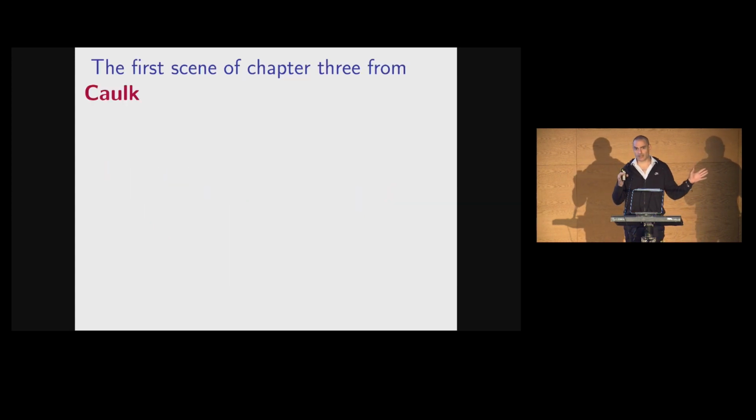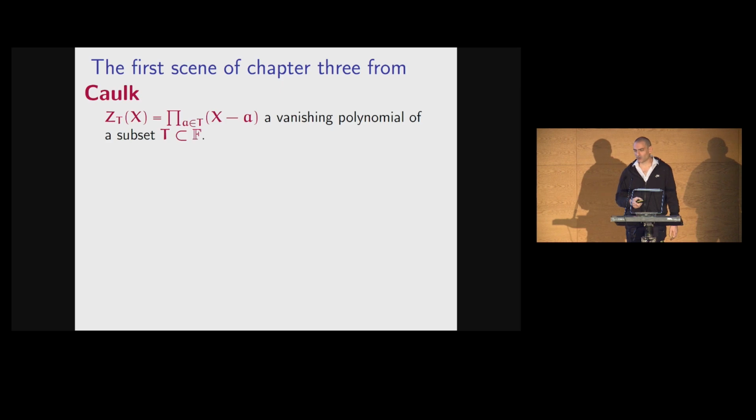All right, so now that we did that recap, we can describe the first part of this third chapter of pairing-based SNARKs, so from Caulk. We can think of the following question. We have a vanishing polynomial of some subset T, and we have some polynomial f. The verifier has the commitment to this vanishing polynomial zT and the commitment to f.